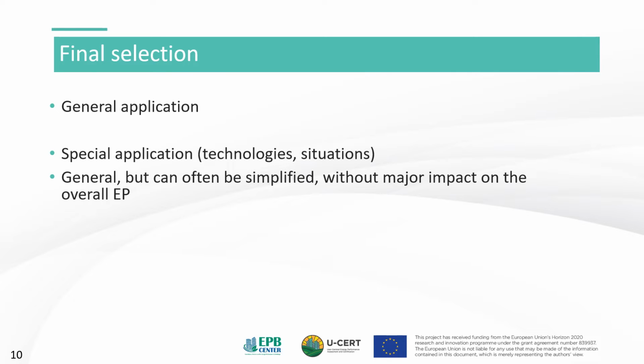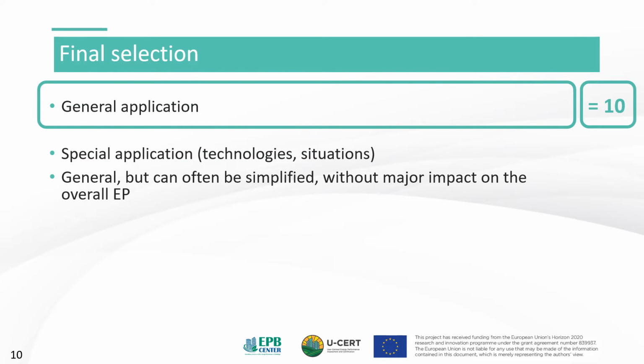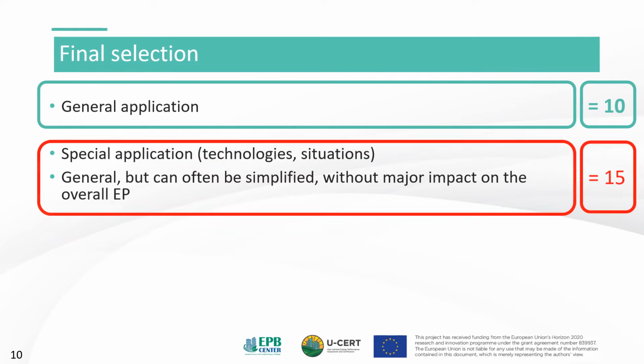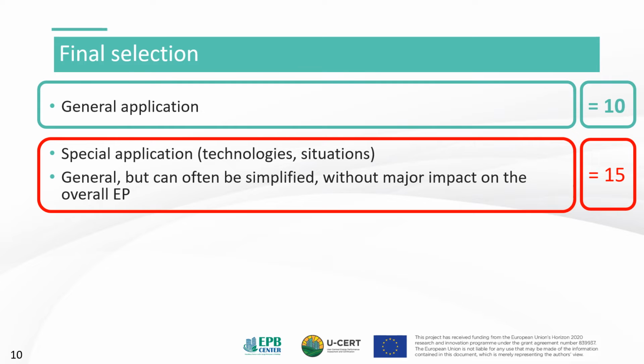Now we come to the final selection, and that is on the application. So you have EPB standards for general application, but you also have EPB standards that are for special application, special technologies or special situations. And then you have EPB standards for general application, but which can often be simplified without a major impact on the overall energy performance. And if we then filter out the ones on general application, we have 10 EPB standards, and the other ones are 15. So the final selection is 10 EPB standards.